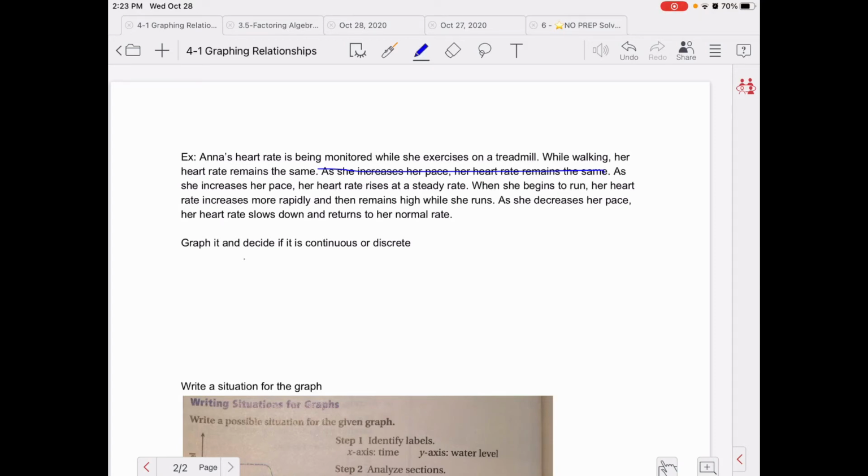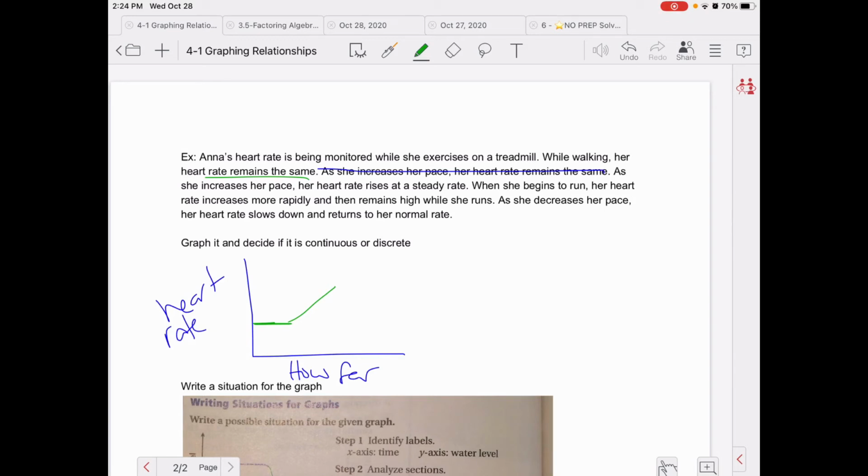So we're going to graph it. So we have how far she's going, right? And then her heart rate. Because again, she can control how far she goes, right? She can't control her actual heart rate. So it says, while walking on her treadmill, her heart rate remains the same. So she's starting somewhere over here, right? As she increases her pace, her heart rate rises steadily. Okay? So we have a nice steady rise.